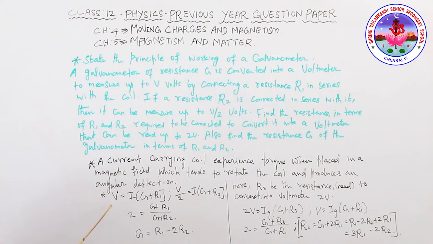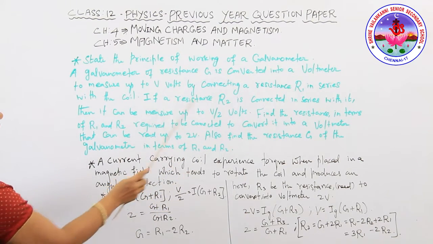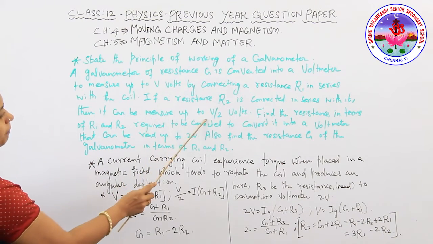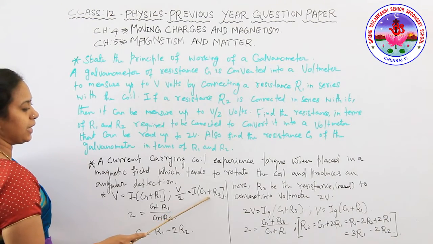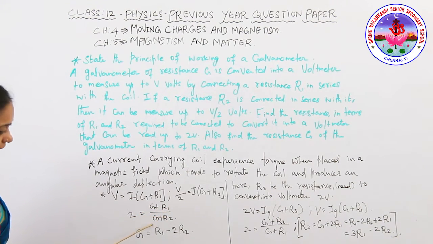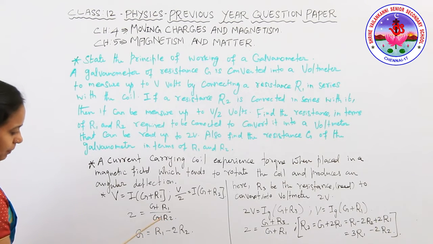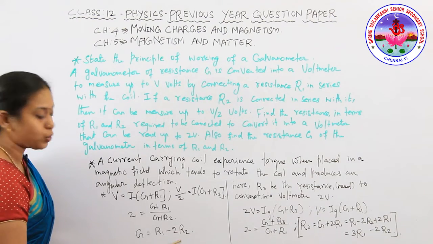So when you are going to convert, you must know V, the voltmeter reading, which is equal to I into G plus R1. Here for the R1, and we must also know about R2. For that they have given that it can measure up to V by 2. So V by 2 is equal to I into G plus R2. By comparing the two, we will get 2 equal to G plus R1 whole divided by G plus R2. By simplifying this, we will get G equal to R1 minus 2 R2.